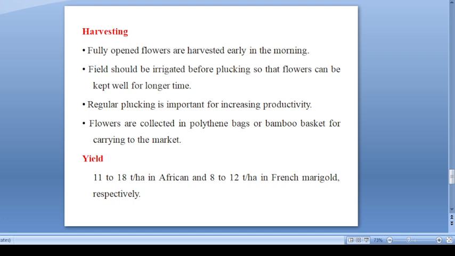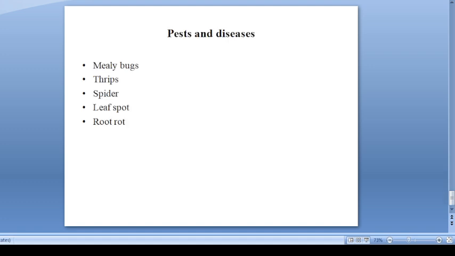Normally it is harvested at fully open stage only. Before harvesting, irrigation should be given so that some moisture is there in the field. We have to continuously harvest the flowers so that we can increase the yield also. African marigold we can expect up to 18 tons of yield, whereas in French marigold it is less, around 6 tons. These are some of the diseases and pest infestations, like mealybugs, a major problem in most of the flowers.